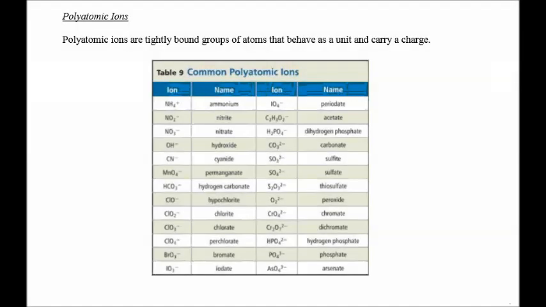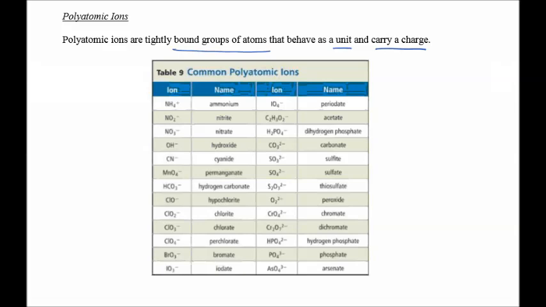This is Chapter 7, Lecture number 4. It's a very quick one. We're going to be looking at polyatomic ions. Polyatomic ions are groups of atoms that are bound together that behave as a unit and carry a charge.